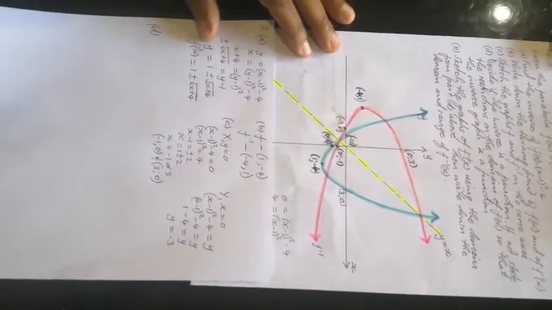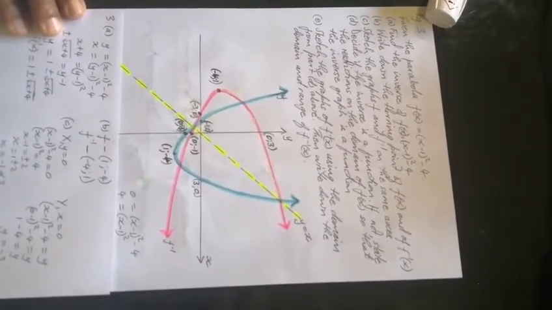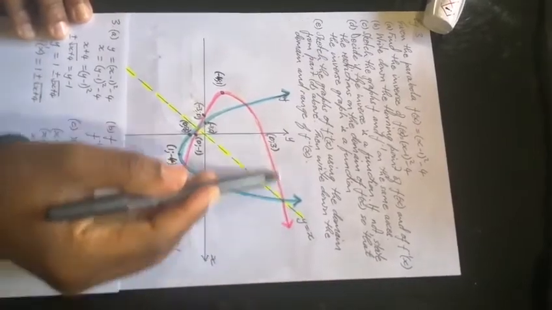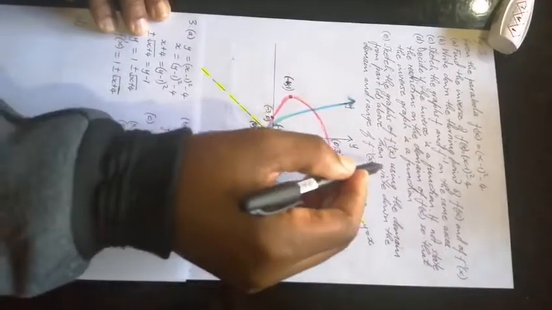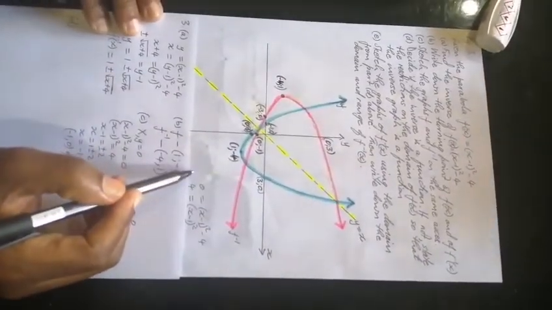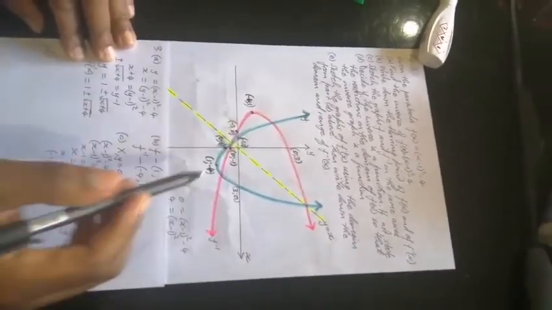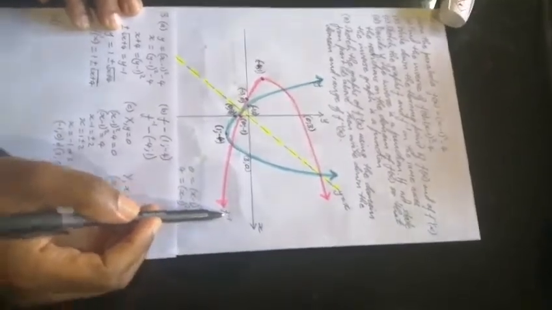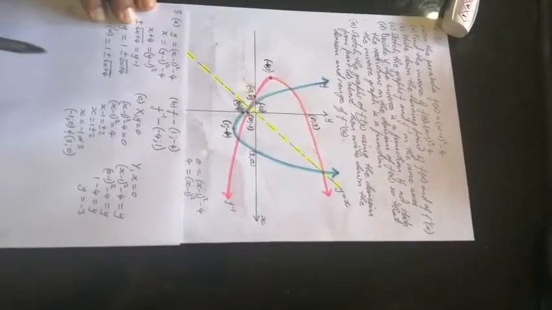Part D is saying, decide if the inverse is a function. Now, when you are looking at this graph here, which is the red graph, which is the inverse, if you draw any vertical line, which becomes the vertical line test, it cuts twice. Therefore, by the vertical line test, f inverse is not a function. It is not a function.